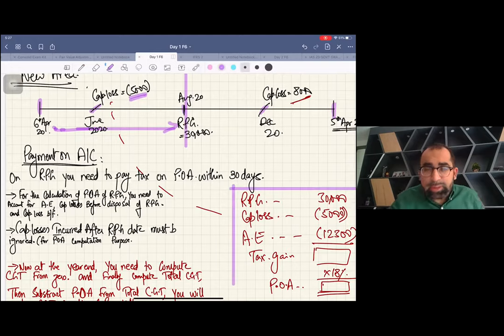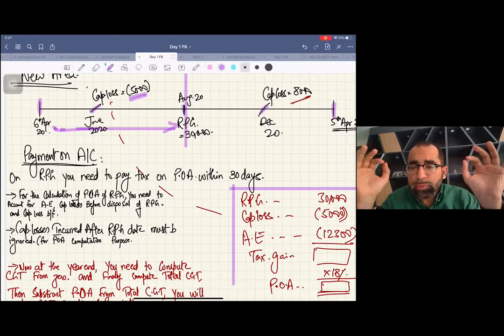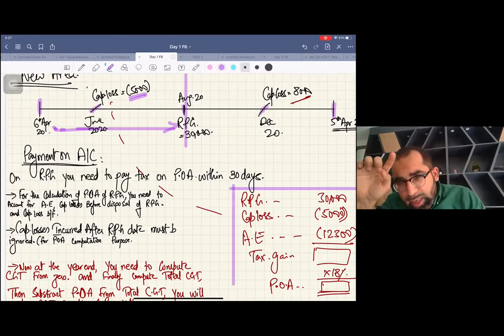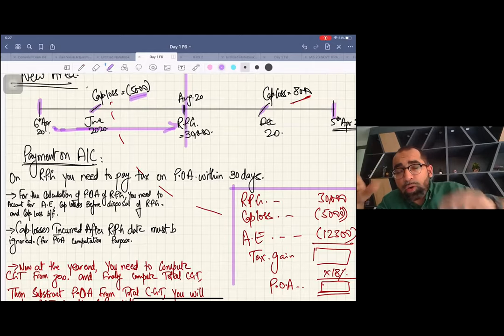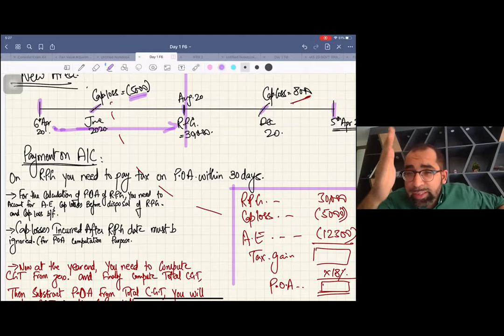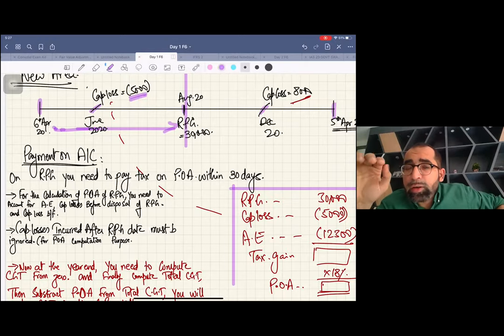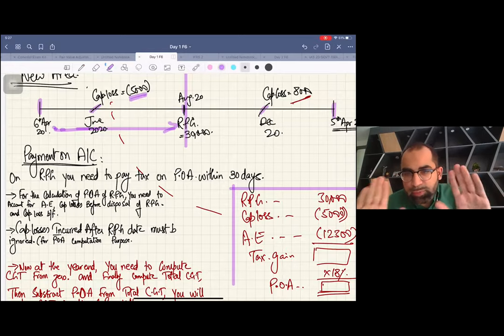So for this payment on account, open your eyes. You will write the RPG and deduct all the previous capital losses brought forward, plus the for-the-year losses till that date. You will also deduct the annual exemption and then calculate the POA, payment on account, and this needs to be paid within 30 days. Done. This is the first thing.